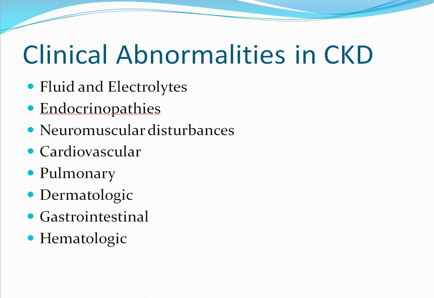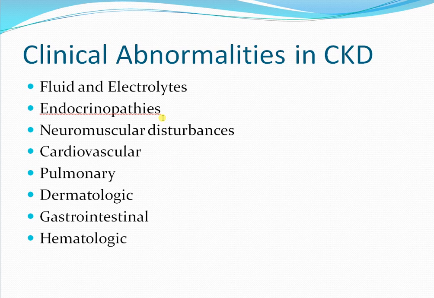Let's talk about some of the clinical abnormalities in chronic kidney disease patients. As you see, I have included all the systems in the body. It's not just cardiovascular, pulmonary, neuromuscular, dermatologic or gastrointestinal, but it also includes fluids and electrolytes, endocrinopathies, and hematologic/immunologic. This in itself can tell you how important the kidneys are for homeostasis, or the homeostatic mechanism in the body.